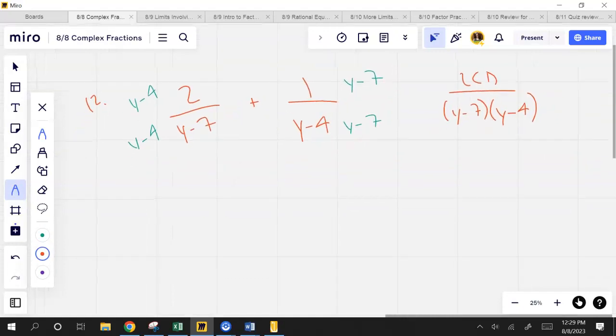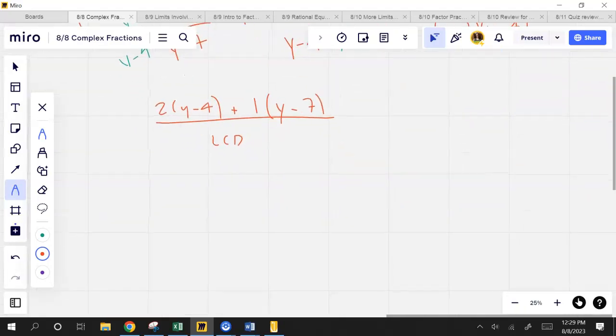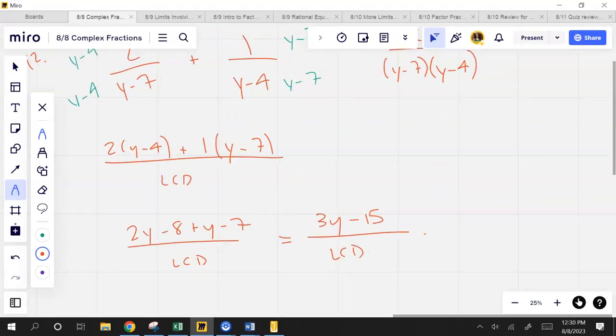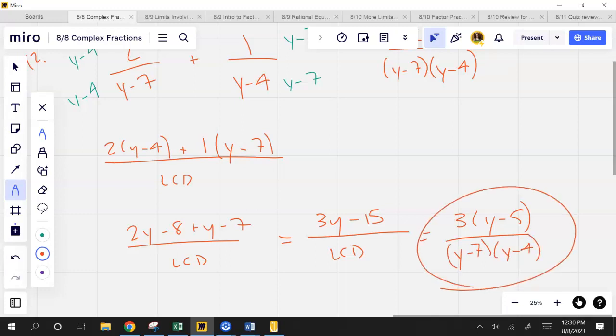So now I have 2 times y minus 4 plus 1 times y minus 7 over the LCD. So 2y minus 8 plus y minus 7 over that LCD, which would be 3y minus 15. I'm going to take a 3 out of here, and it may or may not do me any good, but I still want to factor it completely to ensure that it is completely simplified before I move on.